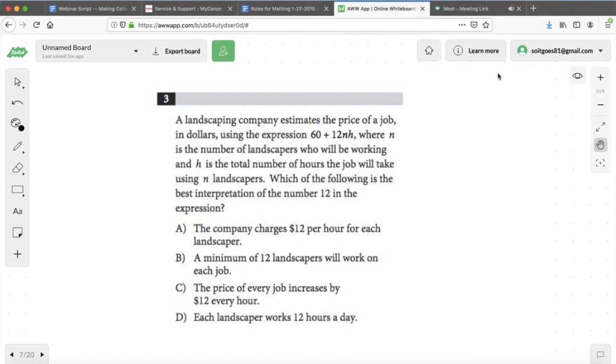Sarah, what are we solving for here in this question? The best interpretation of the number 12. Yep. What is the best interpretation of the number 12 in this expression? Okay. If you're anything like me, I'm guessing it's not obvious by looking at the expression here what 12 means. Or do you know what it means? I don't think so. I don't think it's obvious. Okay.